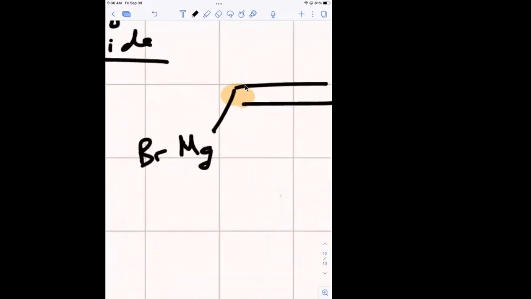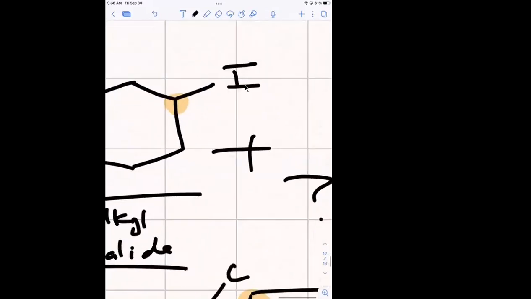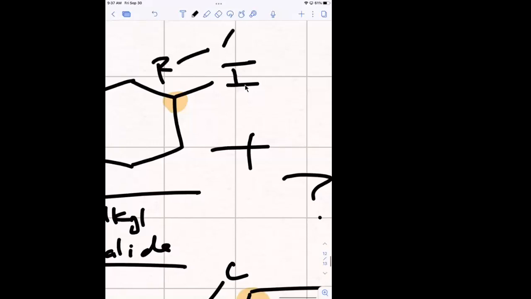Is this not an example of CM and RX? Is that right?